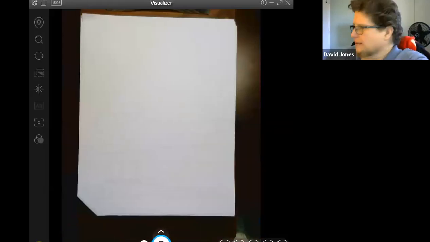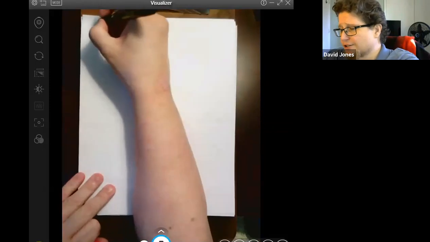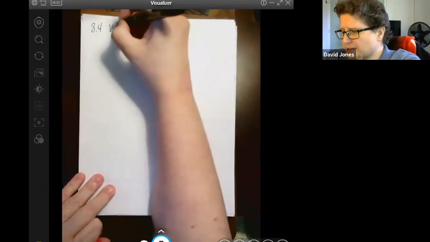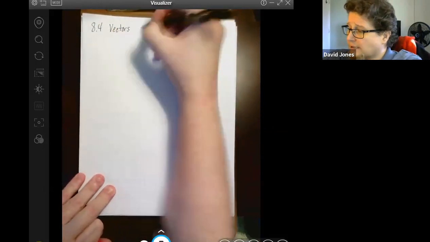Hello, class. Today we're going to continue Chapter 8 in Trigonometry. This is Math 154 at College of the Sequoias. If you're at a different school, it's likely a different number, but the course material isn't really any different. This section is on vectors, and more specifically, the dot product.